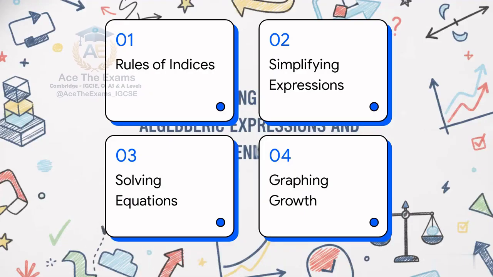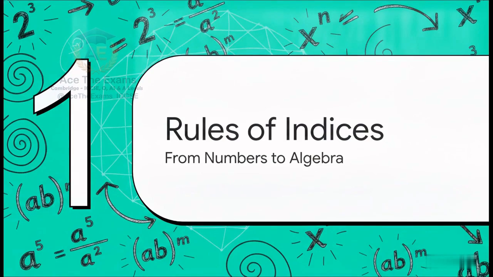Here is our cognitive roadmap for the explainer, our excavation plan, if you will. We'll start by dusting off the rules of indices. Then we'll apply those rules to simplifying expressions. After that, we'll crack the code on solving exponential equations. And finally, we will reconstruct the entire dinosaur by graphing exponential growth. Knowing this exact progression is absolutely crucial to anticipating what the examiner is going to ask you next. Okay, let's break ground with Section 1, Rules of Indices, from numbers to algebra.